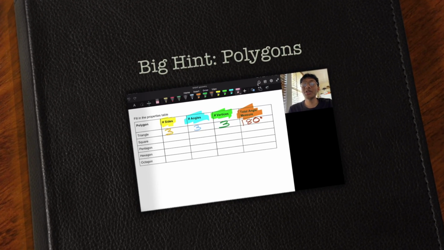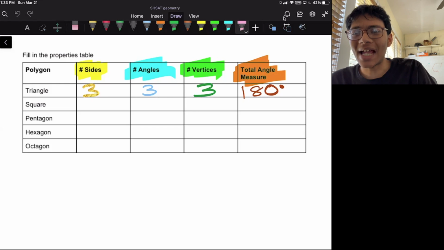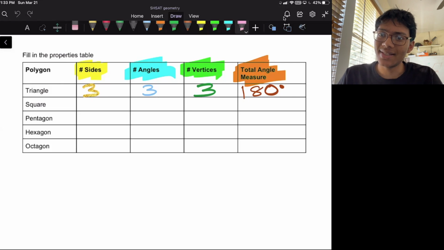Alright folks, welcome to your big hint for the big idea. Now this hint is so big, I don't even know if you can handle it. I mean, this is crazy big because it's almost like a hack. If you know this hint, this is so easy for you. Let me show you what the hint is.